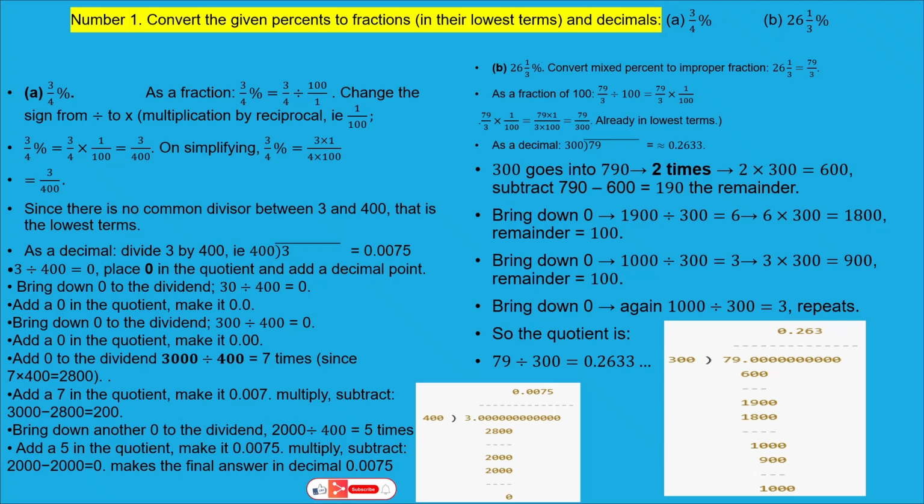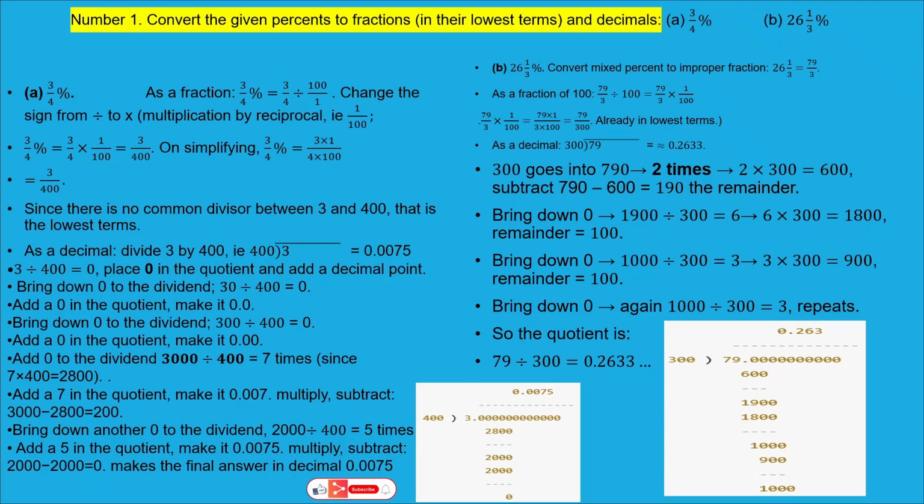B, 26 1/3%. A percent means you divide by 100. So convert the 26 1/3 to an improper fraction. That makes it 3 times 26 plus 1, making 79/3 as a fraction. So divide by 100, then 79/3 times 1/100, because you change the division to multiplication by reciprocal, and you get 79/300, and there is no common divisor. That makes it the simplest final answer.